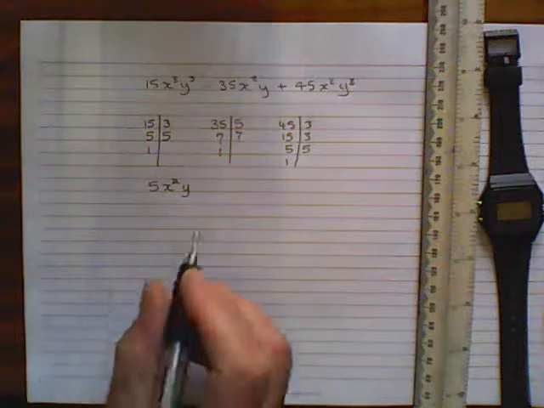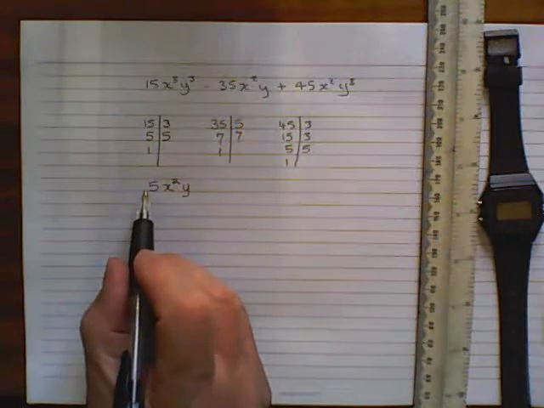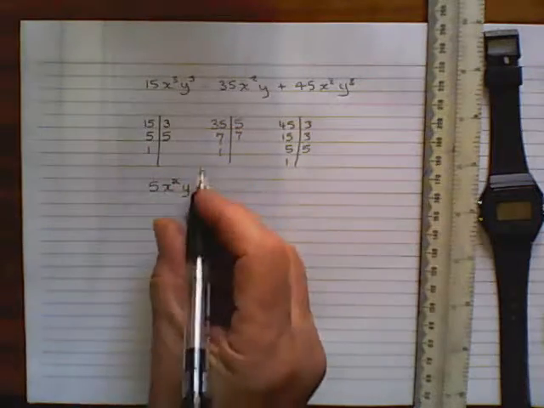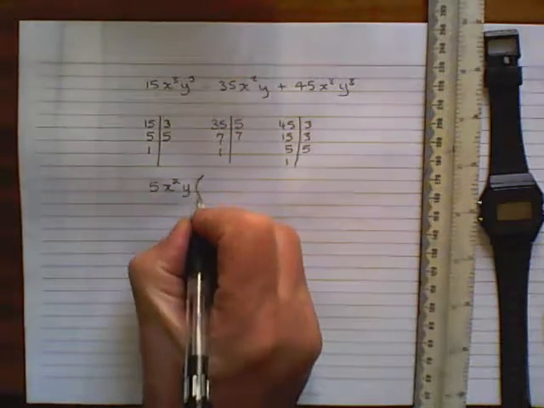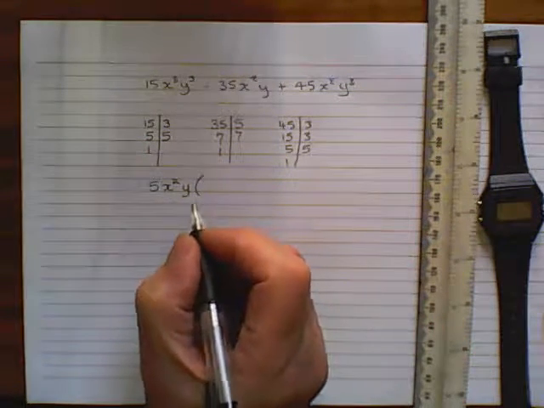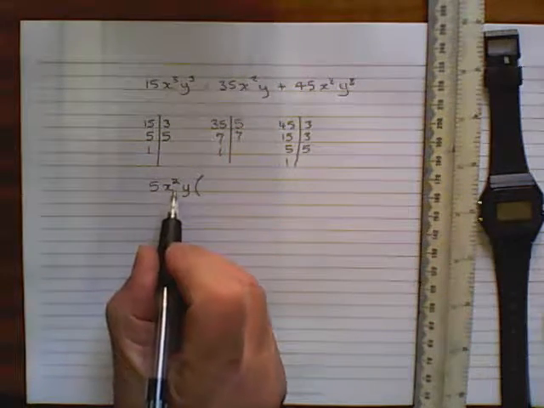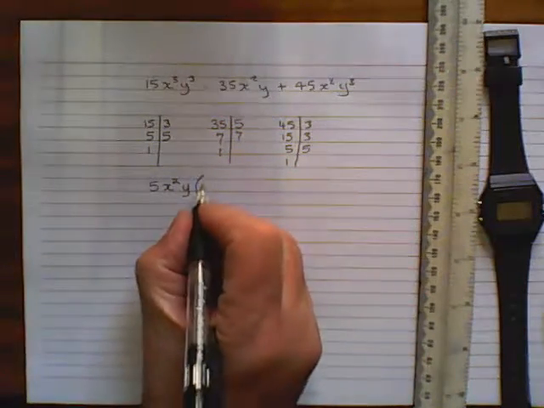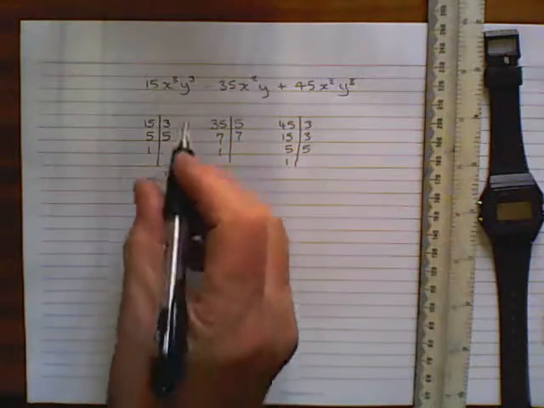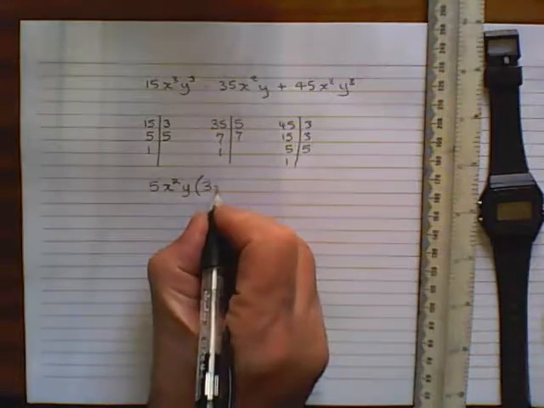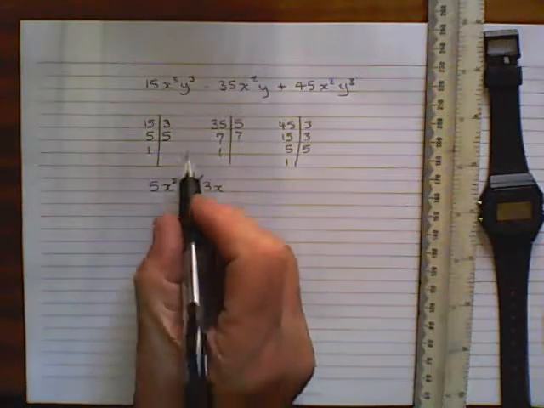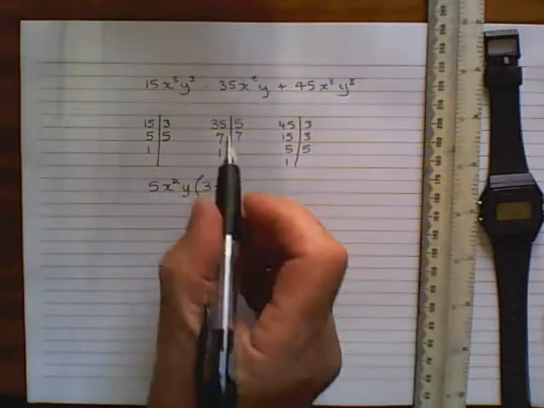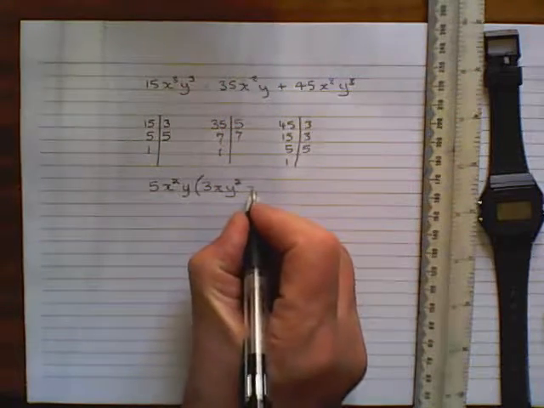What we want to do now, though, is to factorize. This is, of course, because it's the highest common factor, so we must be able to factorize the rest of the expression quite easily. So let's open brackets there. And we need to think about how many times does 5x squared y go into 15x cubed y cubed? Well, 5 goes into 15 3 times. Agreed. x squared goes into x cubed x times. I'll explain that later if you want to. And y goes into y cubed, y squared times.